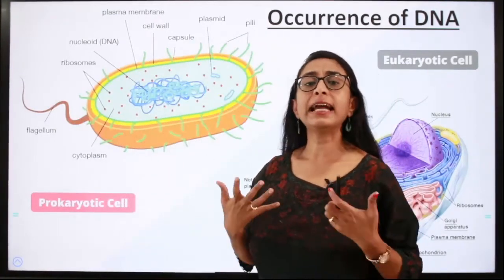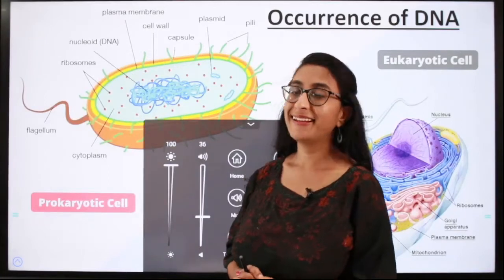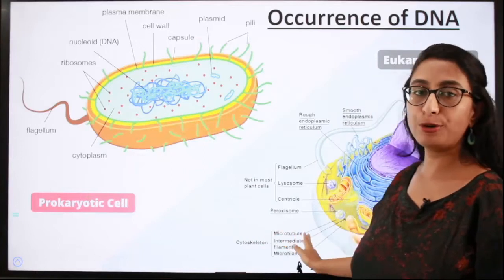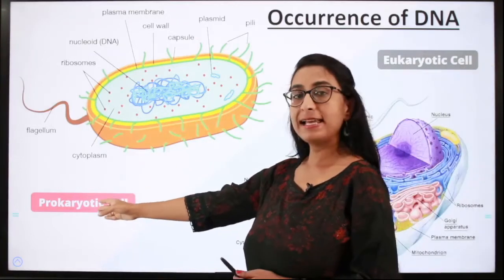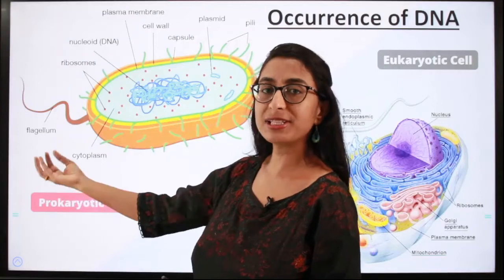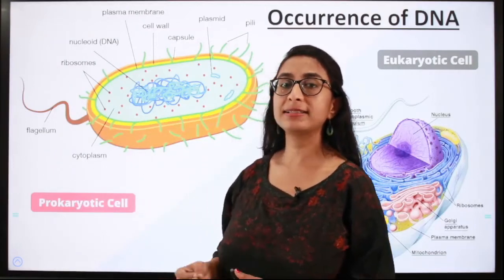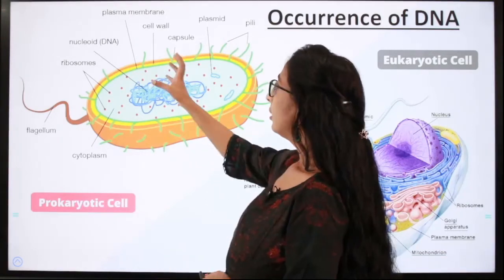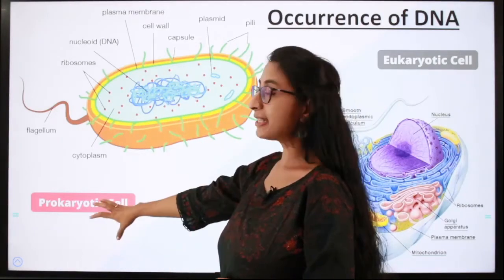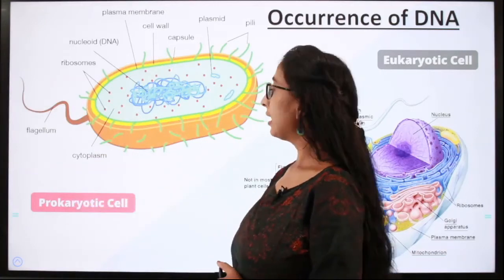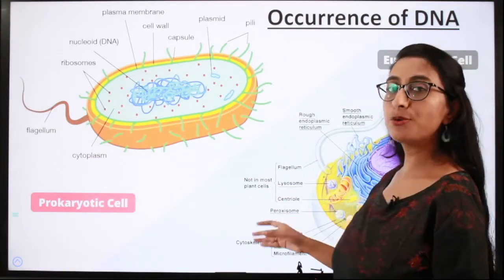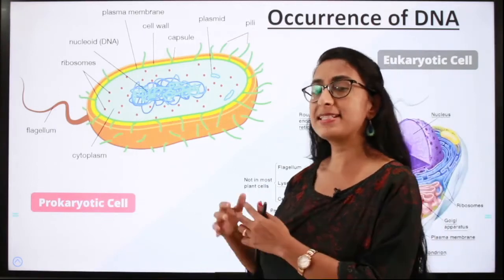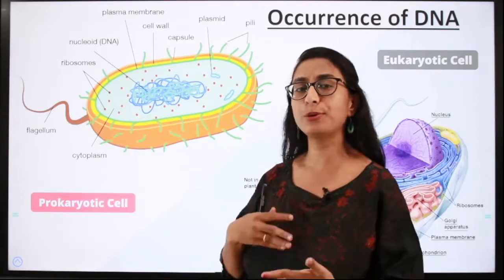Where does the DNA occur in a cell? So we know we have two kinds of cell, the prokaryotic cell and the eukaryotic cell. The prokaryotic cell is the primitive cell which is present in lower organisms like certain bacteria, amoeba, euglena and so on. So prokaryotic cells are mostly found in primitive organisms, whereas the eukaryotic cells are the ones which are more advanced and it has well-defined organelles. So we shall be discussing more about the difference between the prokaryotic cell, eukaryotic cell, etc.